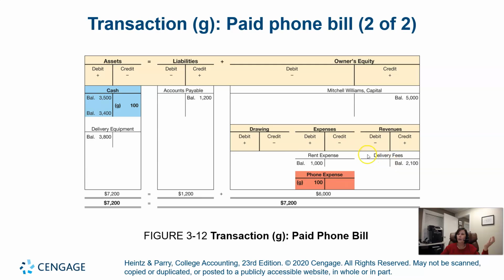Now, over on the right side of the equal sign, we see within our expense section this phone expense, and our phone expenses went up as a result of having incurred this cost. And now when we tally up our owner's equity, we get $6,000 added to our liability that's still hanging out, $7,200, and we are in balance.